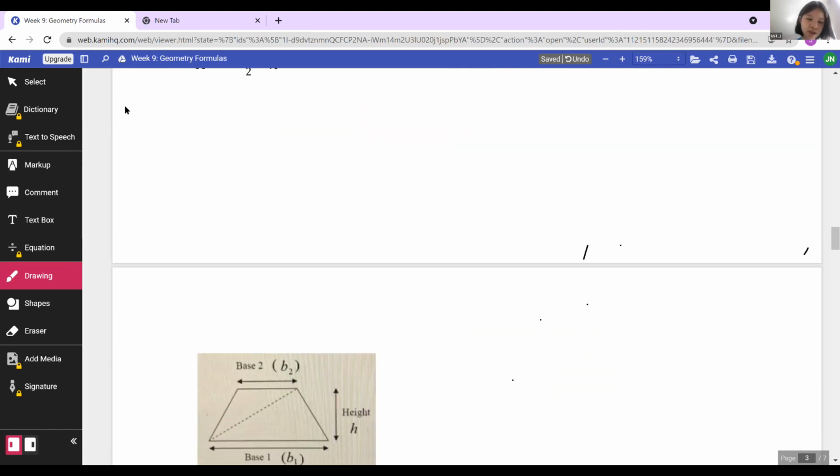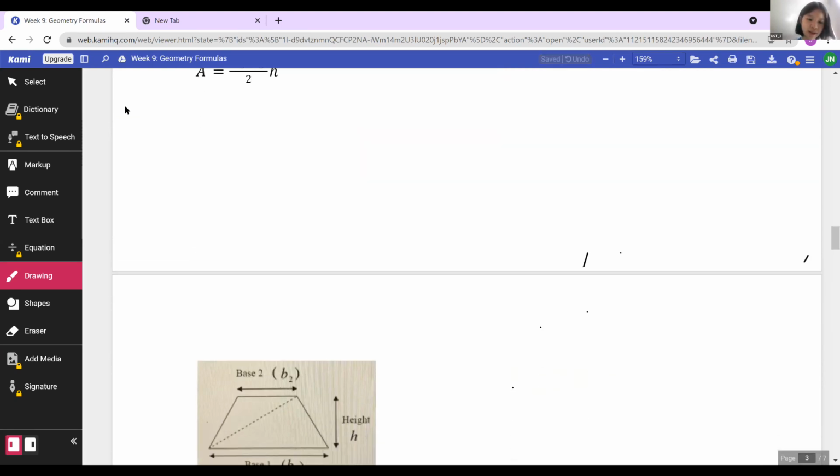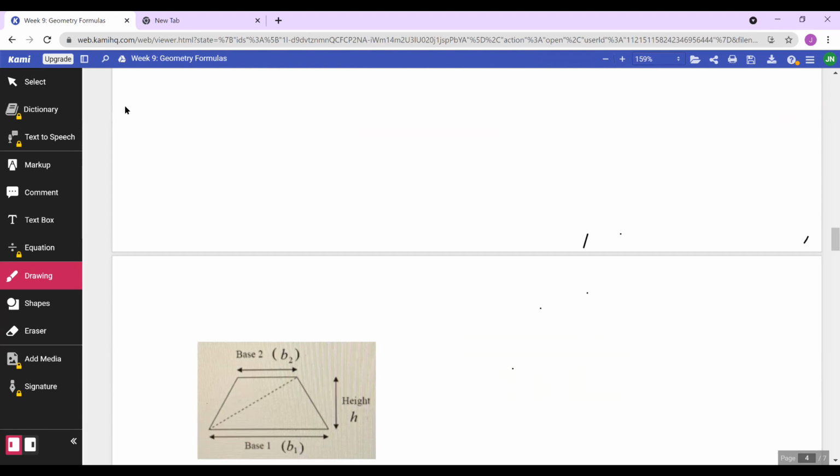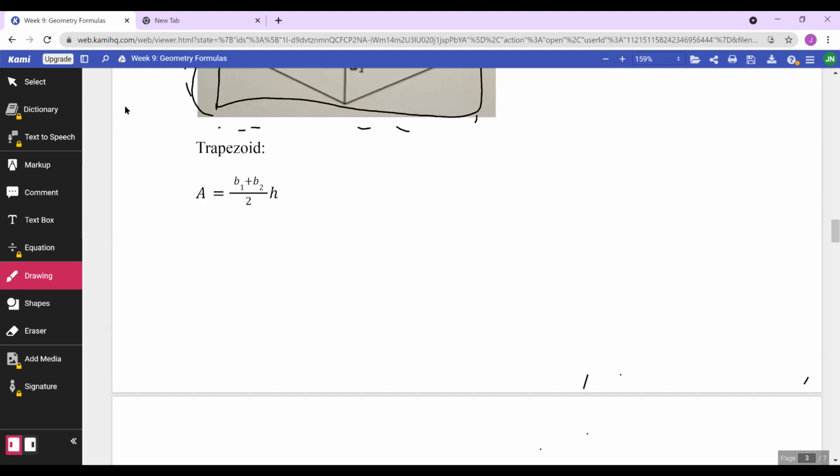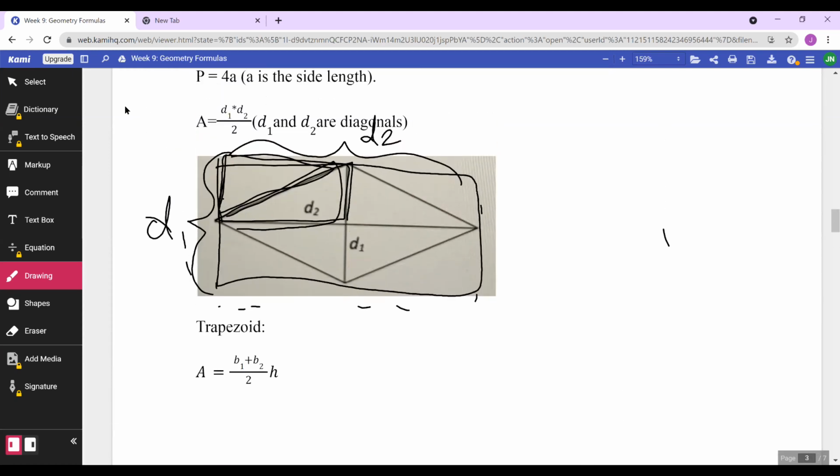So for now, trapezoid. Can I, I think, have a parallelogram? I think I also learned this. Yeah. Wait, the trapezoid is like (a+b)/2 times h. Yeah, a plus b. Can you do a b?